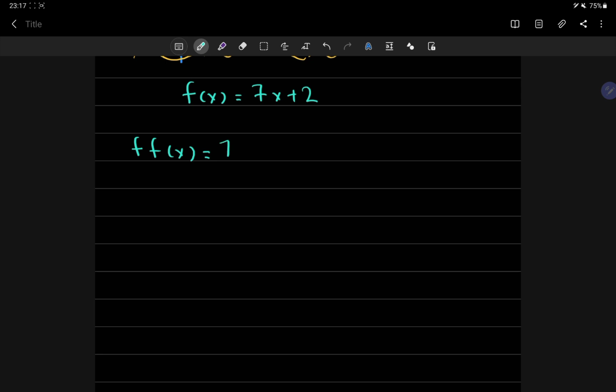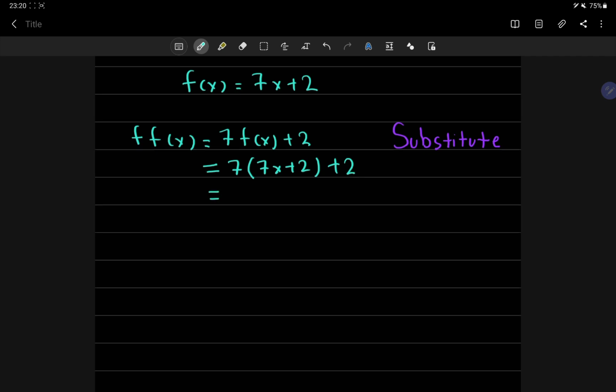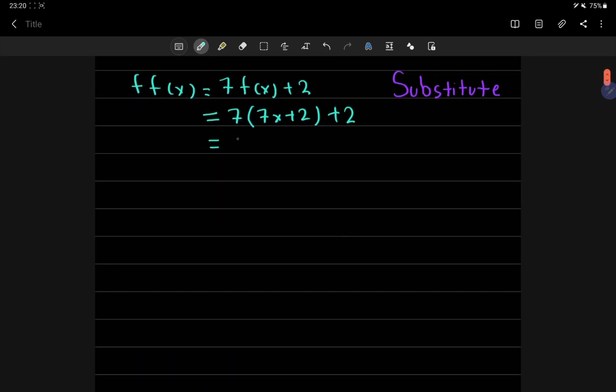So it becomes 7f(x) plus 2. Then we substitute the value of f(x) into the expression, and it becomes 7(7x plus 2) plus 2. Then we simplify the expression, and it becomes 49x plus 14 plus 2, which is 49x plus 16, and that should be your final answer.